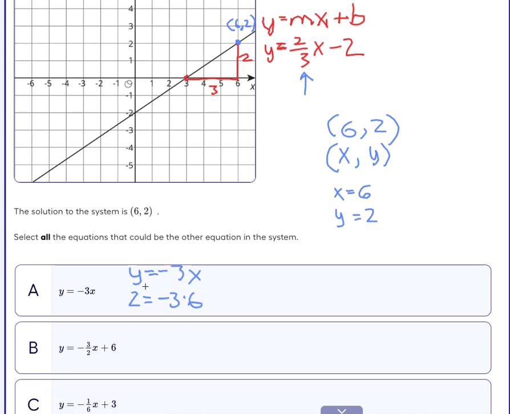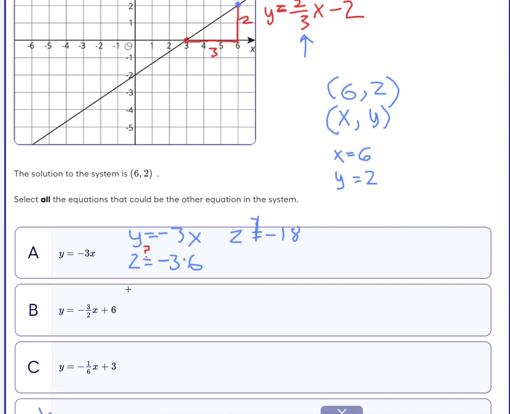We don't know if it's going to be equal, but if we do get a true statement, like something is equal to something and it's true, then we'll know that is an equation in the system. So from here we would get 2 equals, well, -3 times 6 is -18. So we can automatically say, nope, that one's not going to work because 2 is not equal to -18. Let's try the next one.